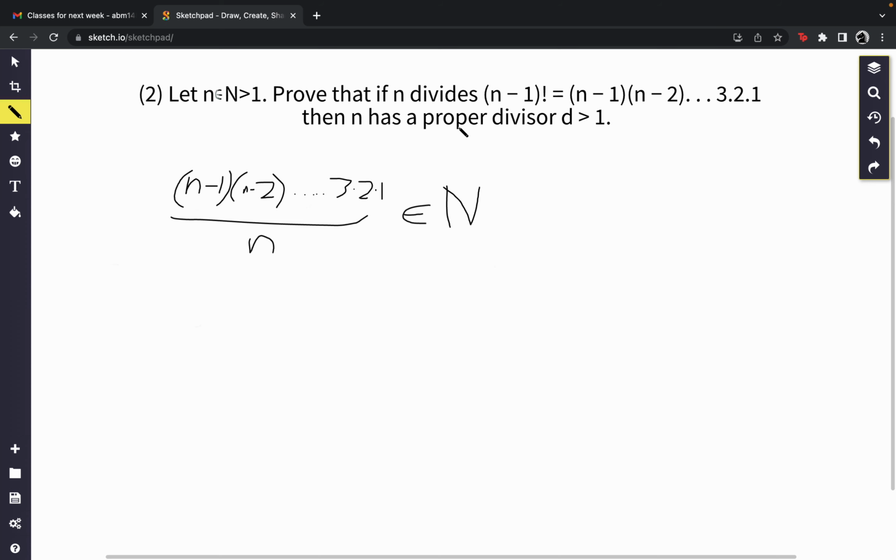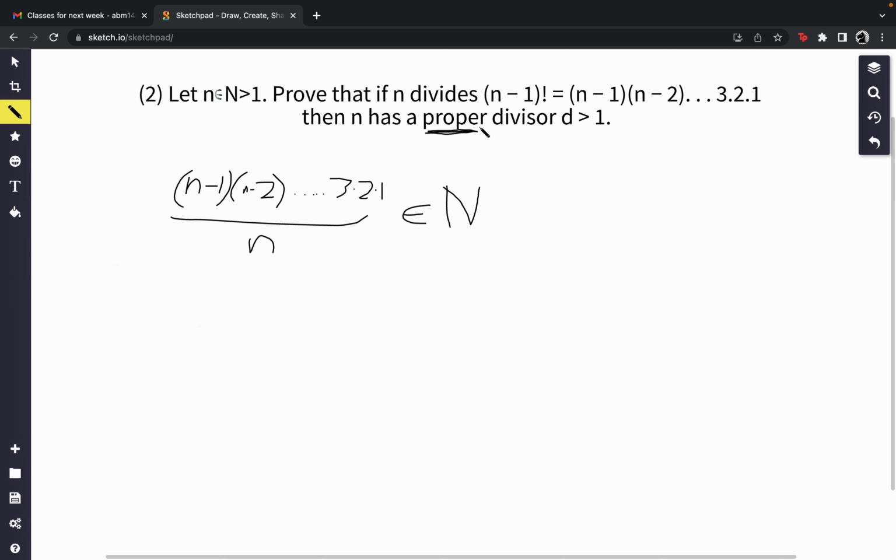And what does it mean for n to have a proper divisor? Another way of saying that is that n is composite. Let's say, for the sake of contradiction, that n is prime. That means that its only divisors would be 1 and n. But we're saying that it actually has this divisor that's bigger than 1. And because it's a proper divisor, that means it's not n. That's what that means. So we have some number that is dividing all of these.